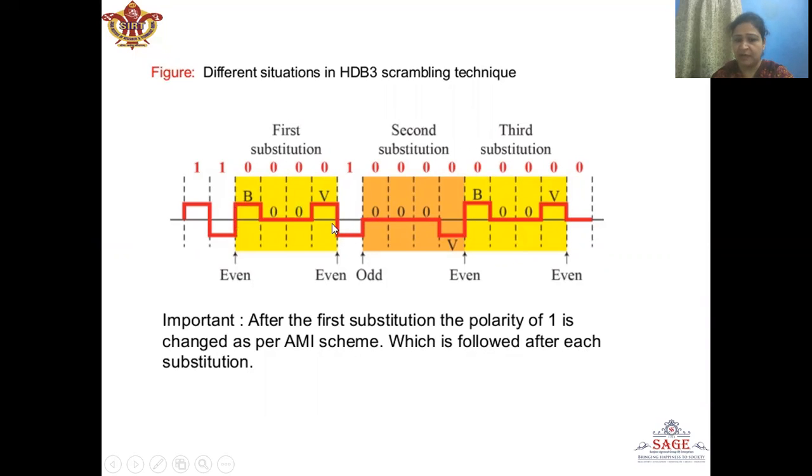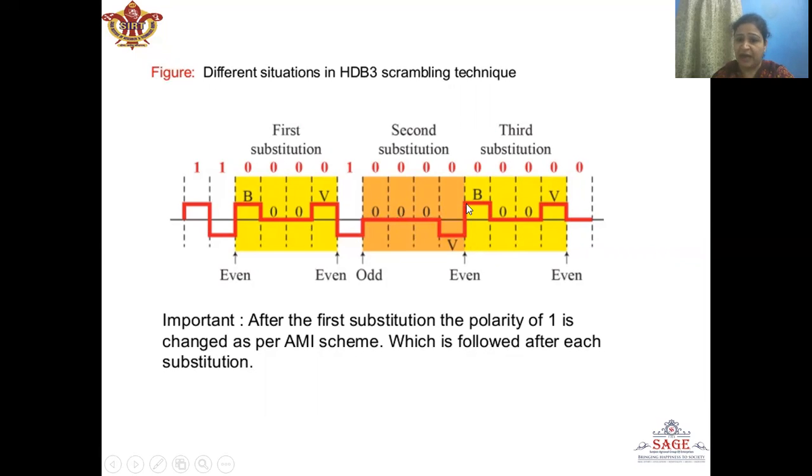Then comes 1. 1 will be negative because the previous was positive. Now here after the last substitution, the number of ones is odd. So the next pattern used for 4 consecutive zeros will be 000V. So 000 will be substituted by 0 voltage level, and V will be represented by the violation, which will be negative voltage level because the previous level was negative.